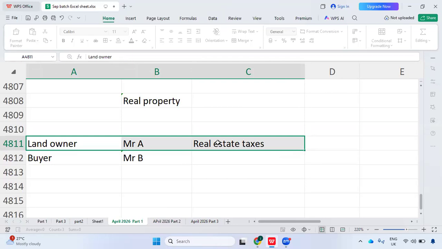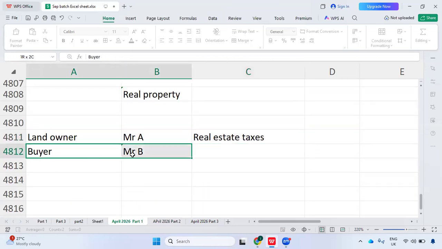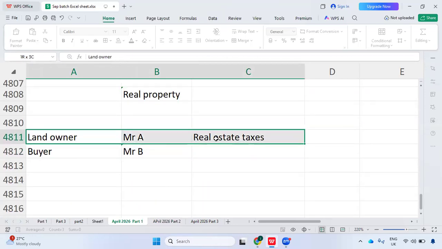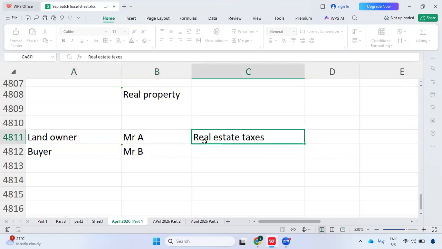So these taxes we call delinquent property taxes. To complete the sale, the buyer wants to purchase the property, but the landowner hasn't paid the real estate taxes. To complete the sale transaction, all the delinquent taxes have to be paid. In that case, the landowner is not in a situation to pay, so the buyer can pay the delinquent real estate taxes as part of the sale.